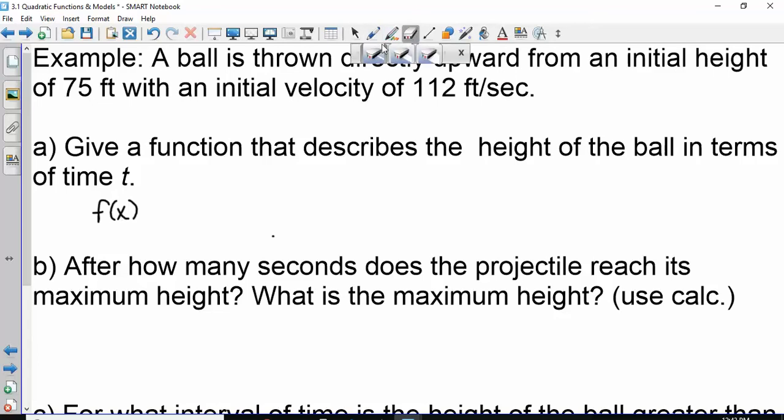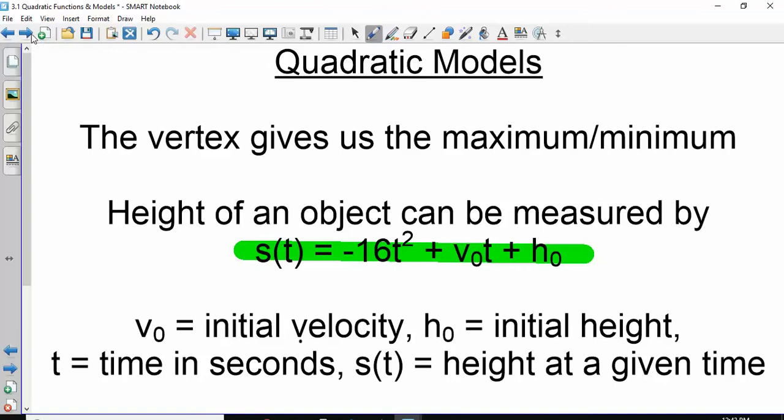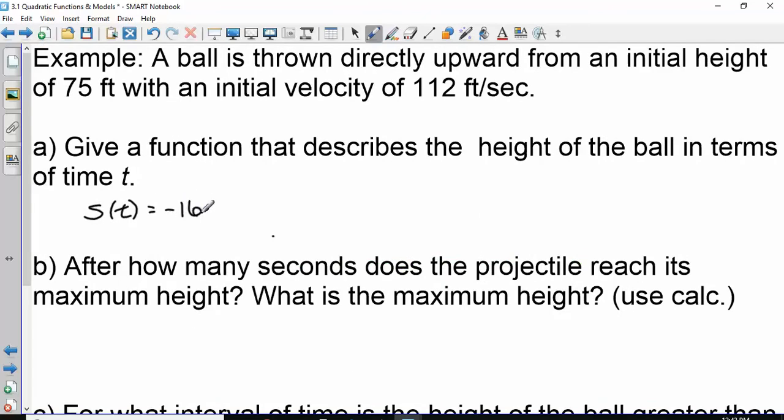So I'm asking you to basically just fill in the blanks in that formula I just gave you. I used S, didn't I, for my height? S of t, if I'm using the same notation as I had on this slide. So that's negative 16t squared plus v sub 0, that is your beginning velocity, which was 112, plus h sub 0, that's your beginning height. So that would be 75.